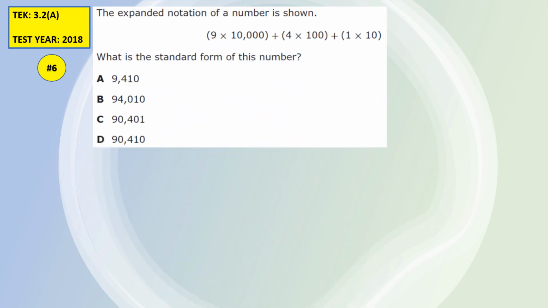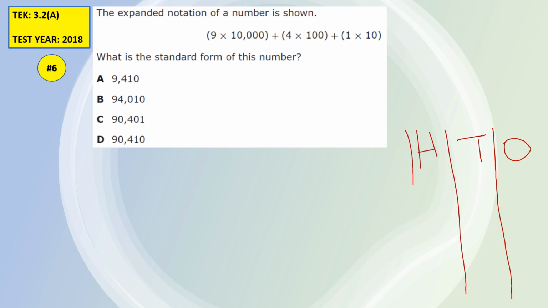Now, I like expanded notation because it tells you what place value the digits belong in. So let's go ahead and create our place value chart with a ones place, a tens place, a hundreds place, and a thousands place. Okay, so I don't have anything times 1. There's no digit multiplied by 1, which means there's a 0 in the ones place.